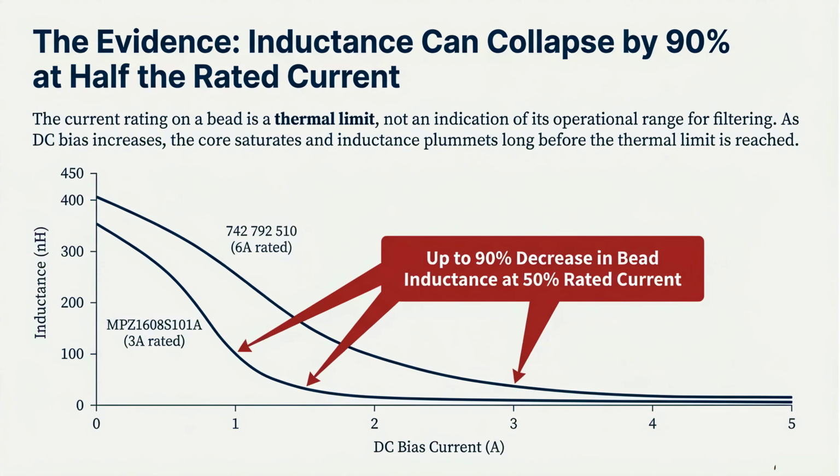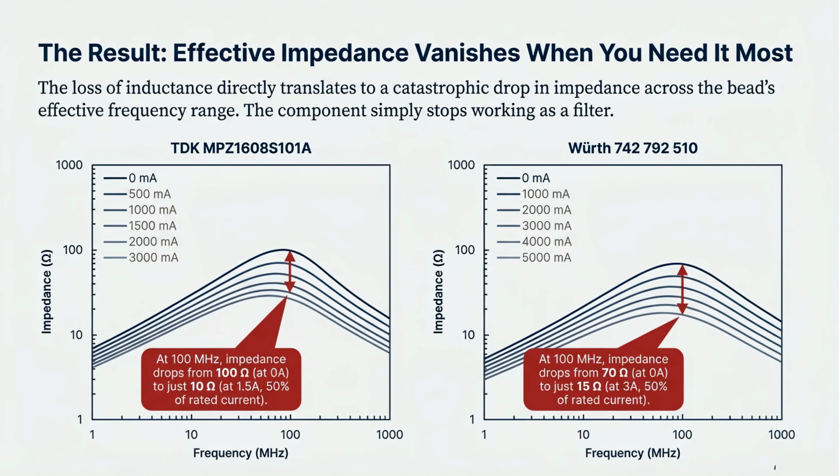As DC bias increases, the core saturates and inductance plummets. Evidence shows inductance can collapse by up to 90% at half the rated current. The loss of inductance causes a catastrophic drop in impedance across the effective frequency range. The component effectively stops working as a filter when you need it most, as shown by these impedance versus frequency plots.